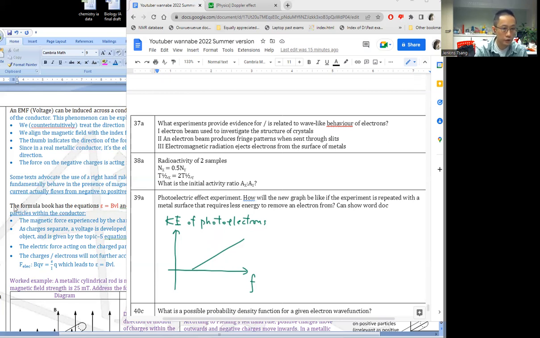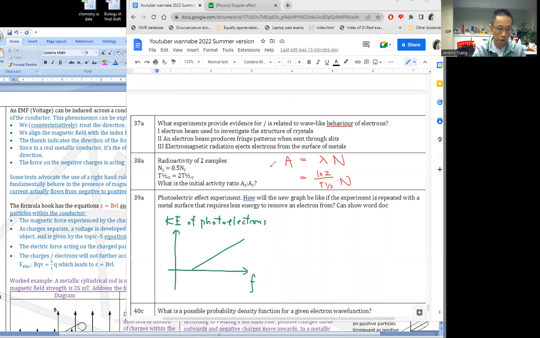Now, question 38 is a complicated ratio problem. Two samples. Sample Y is half as abundant as X in terms of the number of radioactive particles. The half-life for sample Y is twice as long, so it's less reactive. And then the question asks for the initial activity. And there is an equation that goes like this. Activity equals lambda times N. And lambda in turn equals, actually, my bad, ln2 divided by half-life.